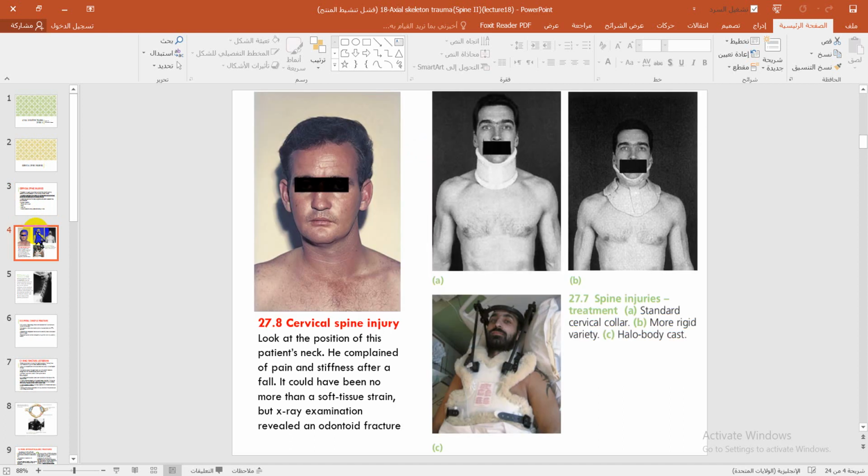Here you can see the cervical spine injury, the ecchymosis on the head and on the neck, and here a type of collar, and here use of the halo body cast with this bar, and immobilization of the neck with the tongs in the head, and so on.